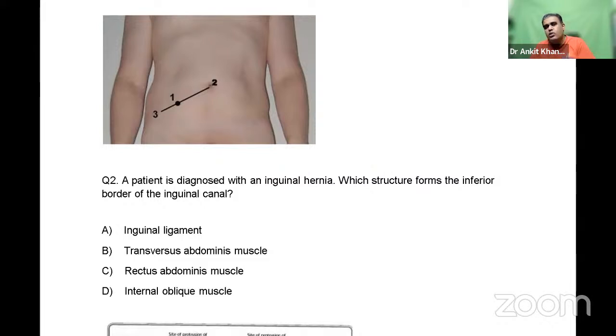So B, C, and D options are the muscles. The rectus abdominis muscle is in the midline. Transversus and internal oblique are on the lateral side, the anterolateral aspect. The rectus abdominis muscle has nothing to do with the inguinal canal, so you can omit option C. B and D basically form a bit of the anterior wall and the roof of the inguinal canal. You'll see in the image, it is the inguinal ligament, Poupart's ligament, that forms the floor of the canal.